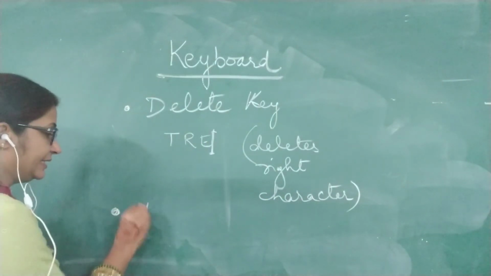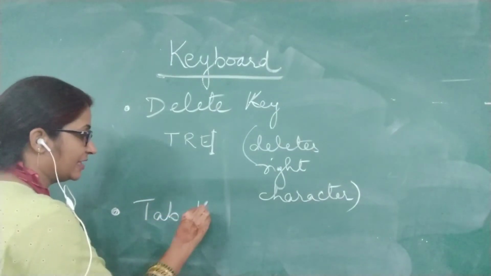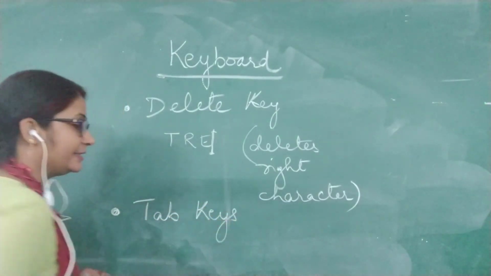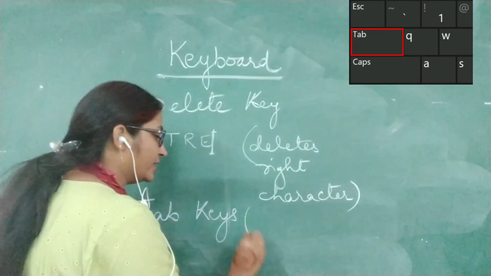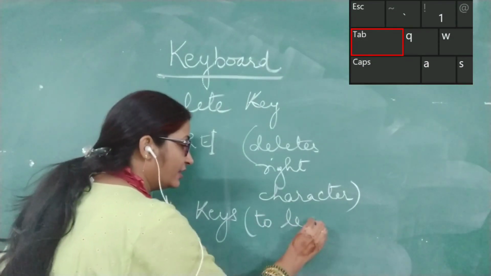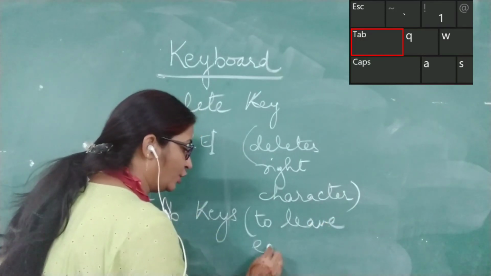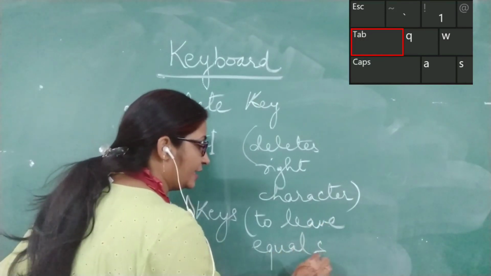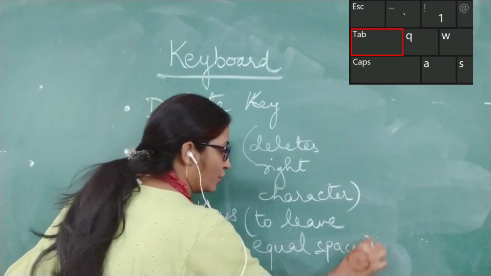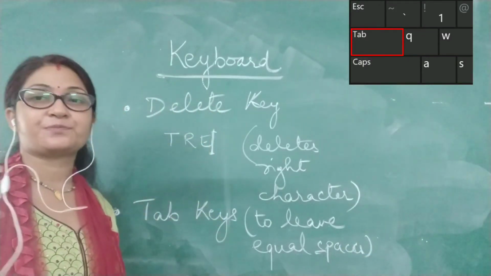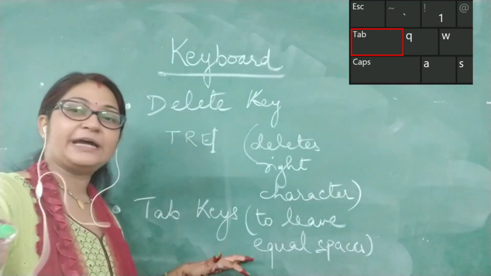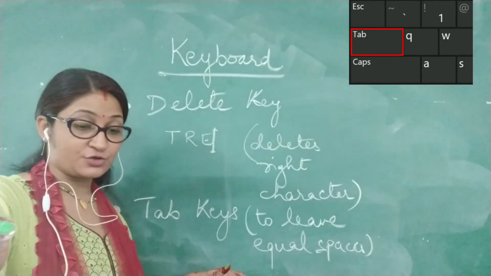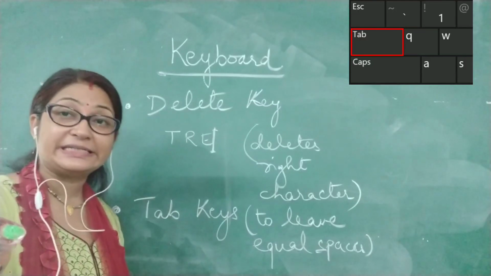Then we have the tab key. These are also special kinds of keys. Now what is the use here? To leave equal spaces. If you want to leave some equal spaces, then you can make use of your tab key. You can leave equal spaces in your document by pressing the tab key. So this is all about the special keys.